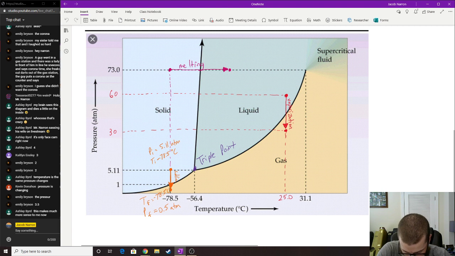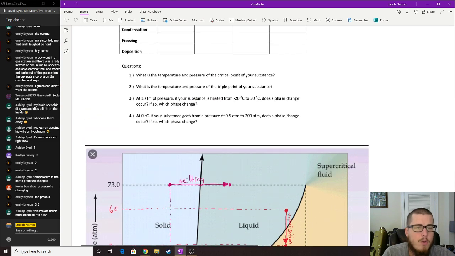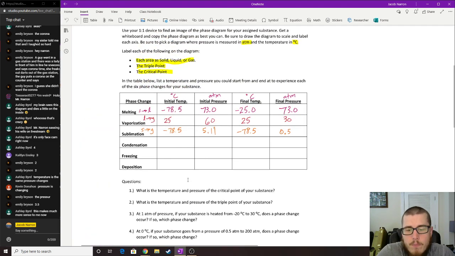All right, so I'm going to fill this information in my table real quick because I'm just doing the same thing now. I'm just doing different phase changes and different points all over the graph. So let's see. Initial temperature, I had negative 78.5. And what do you know? Final temperature, still negative 78.5. Initial pressure is 5.11. And final pressure, 0.5. There you go. All right, here, I'll scroll up so you can see what I did.